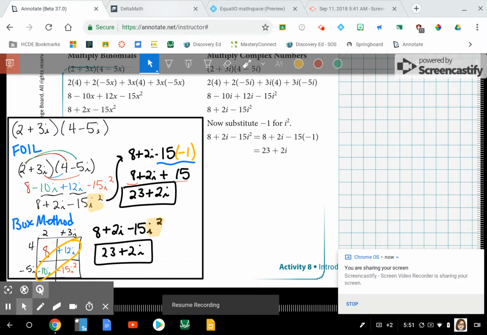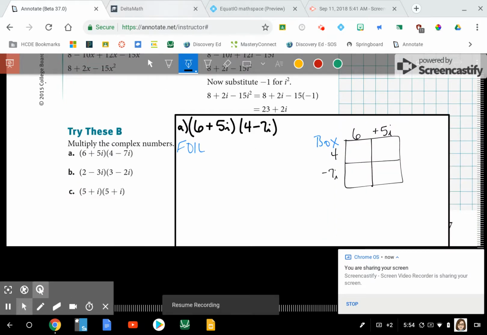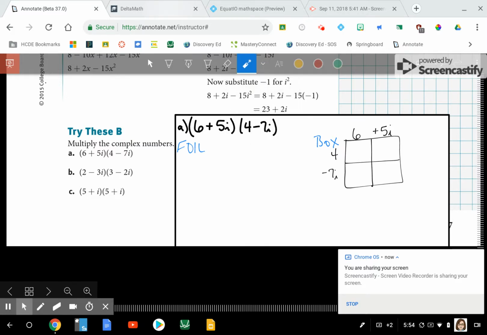So now that we've seen how multiplying binomials is just like multiplying complex numbers, let's do one more example together and then you will try some. In this first example, we're going to multiply 6 plus 5i and 4 minus 7i. I'm going to show you both methods, FOIL and box. When you solve these on your own in a second, you can do either method. You do not need to do both.